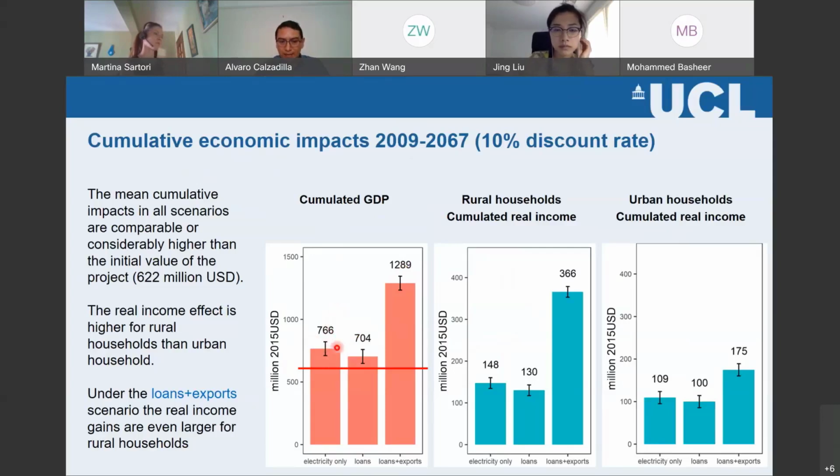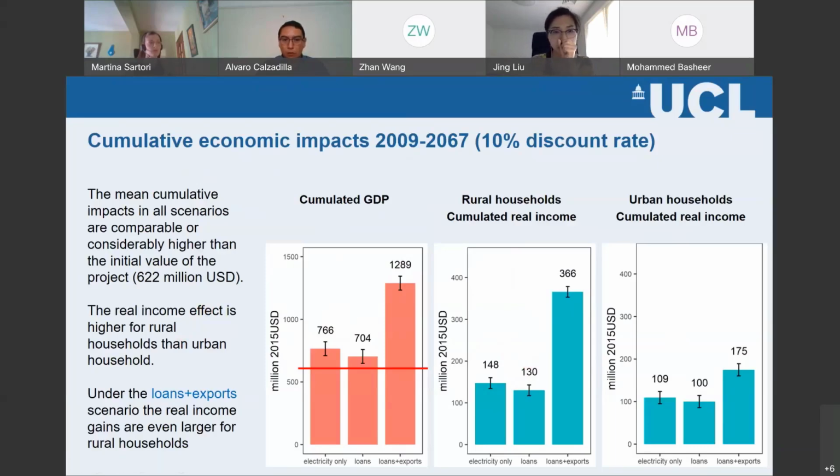But if we consider the financing and the construction phase, then we know that the impacts on GDP increase by 68%. So it is really important to consider these different phases related also to the construction of these infrastructure projects. And we can see that in general, the rural households gain more than the urban households, and they gain even a larger quantity when they are exporting cocoa to China.